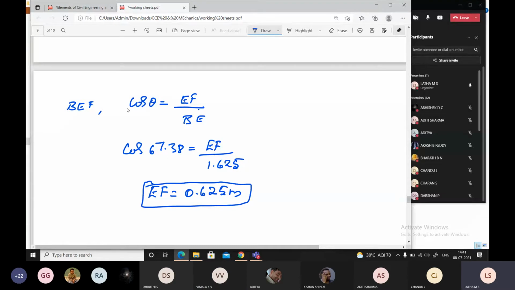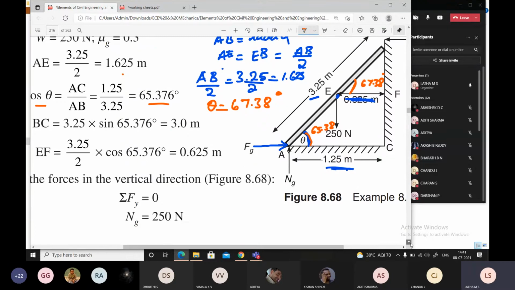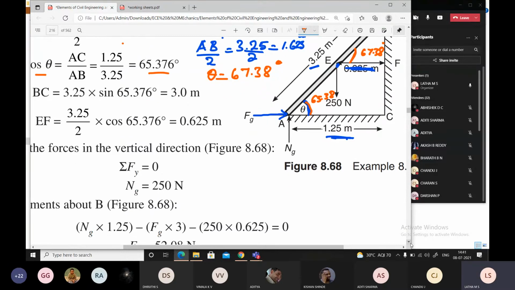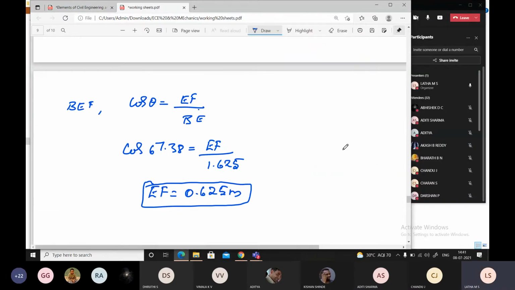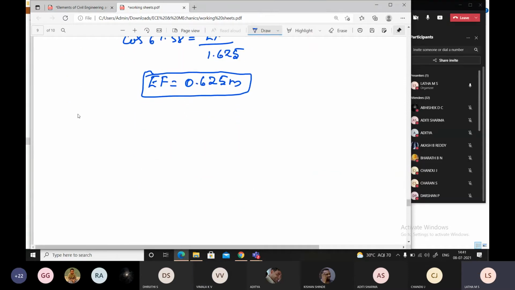Okay. Now after all this calculation, students, what is the next rule we usually do in the regular block problems? Next, what do you used to do? We used to move on to apply the equations of equilibrium, isn't it? What are the equations of equilibrium, students?